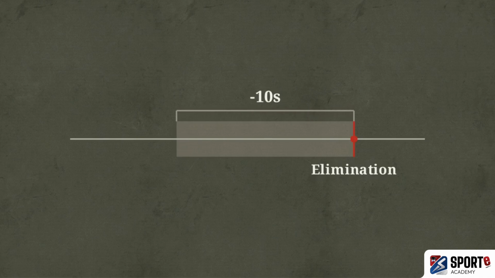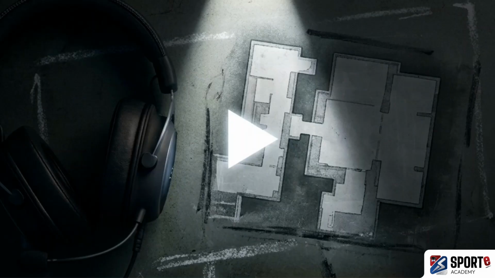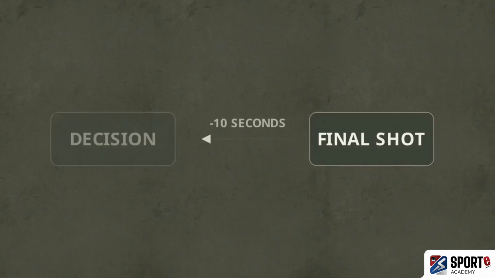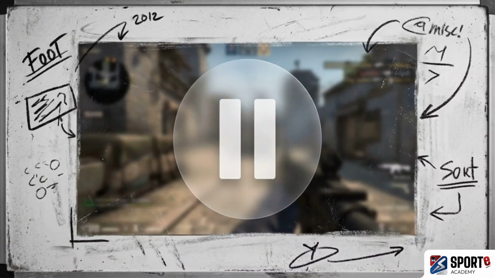From the exact timestamp of your elimination, pull the video back exactly 10 seconds. Hit play, and prepare to watch just that specific window. We isolate this time frame because the final shot hitting you is rarely the actual mistake. The real error is the decision you made 10 seconds earlier that allowed that shot. Once you rewind, pause the video at exactly that 10-second pre-death mark.